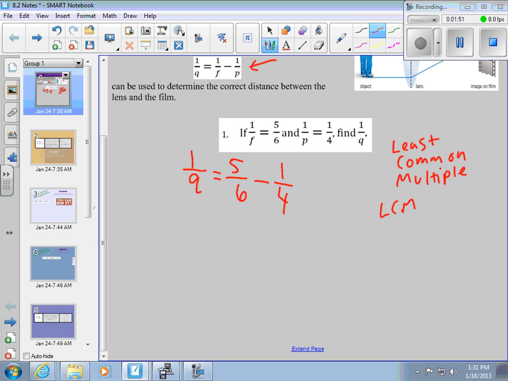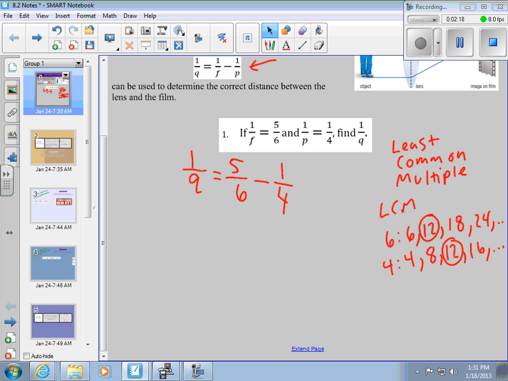Well, let's think about 6 and 4. What are the multiples of 6 and 4? Let's start with 6: 6, 12, 18, 24, etc. With 4, the multiples are 4, 8, 12, 16, and so on. What's the lowest one that we see appear in both? 12 is the least common multiple.